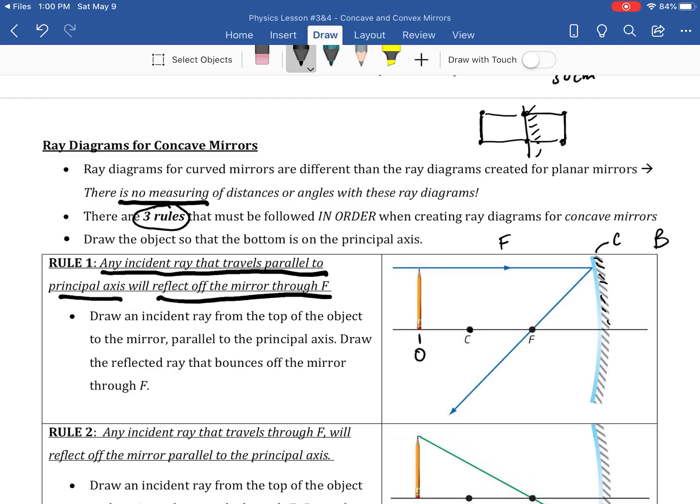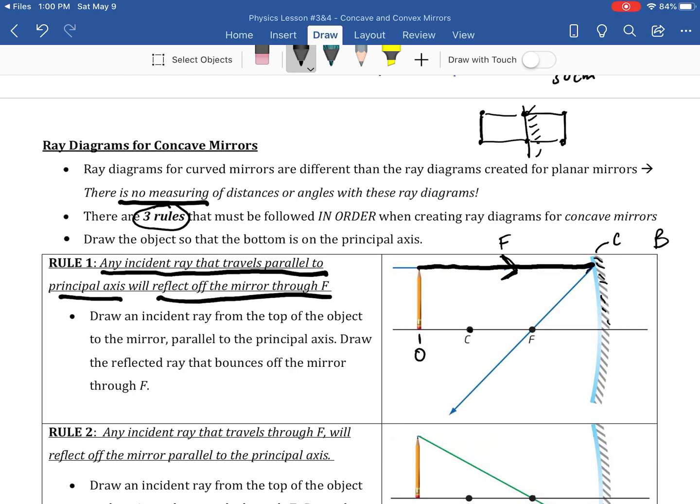The first rule, when I draw my incident ray, it goes from the top of the object striking the reflecting concave surface. Now it's a ray, so it needs to have an arrow. That's an incident ray. I need to draw my reflected ray. How does that reflect?